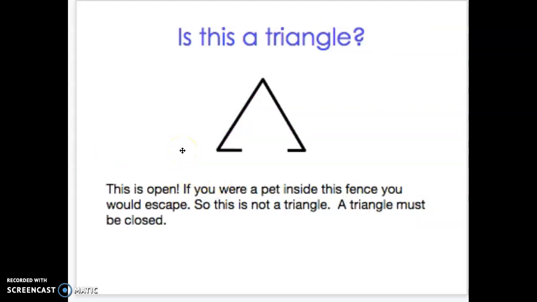Okay, is this a triangle? This is open. If you were a pet inside this fence, you would be able to escape. So this is not a triangle. A triangle must be closed.